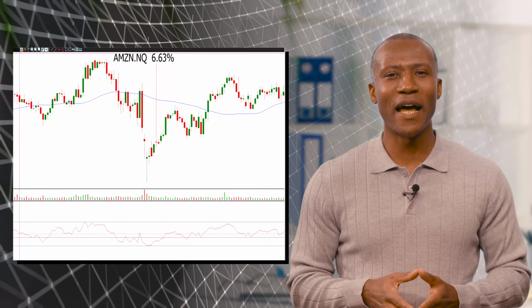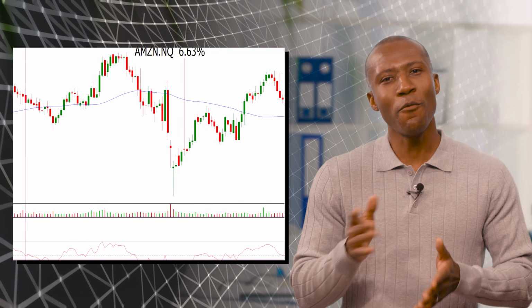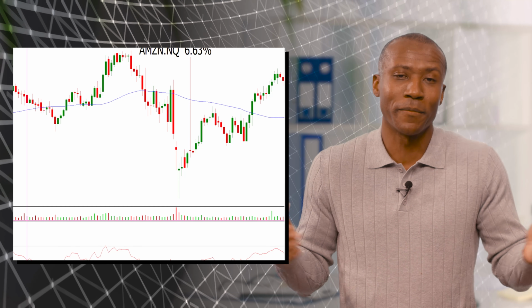Meaning, let's say you combine RSI with moving averages. If you buy a stock because it's above the moving average, a possible trade setup is to sell or take profits in that position once the RSI reaches overbought territory.